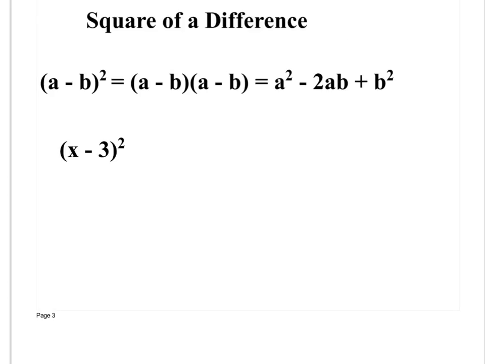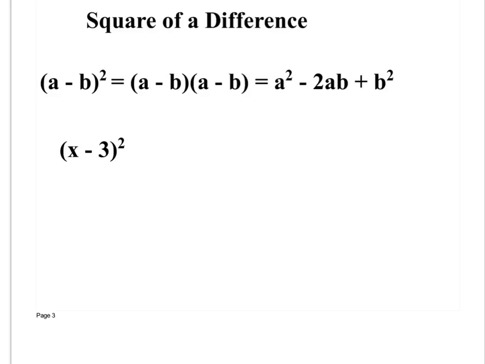Square of a difference. So I have a minus b. We're squaring it. So I would do a minus b times a minus b. I could FOIL that, and this is what I get: a squared minus 2ab plus b squared. The only thing different than the square of a sum was that this is negative instead of positive. That's the only thing that's different.